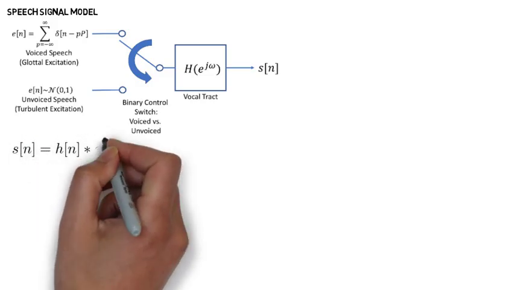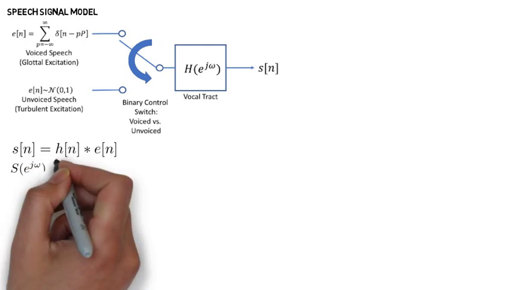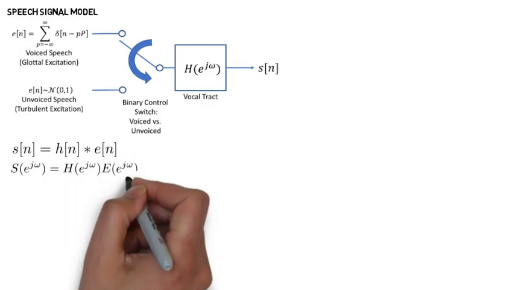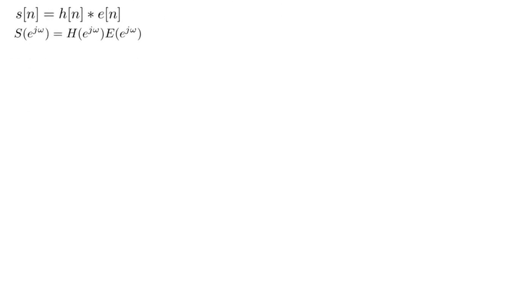Right? So essentially, those impulses are convolved with an impulse response, h[n], producing the speech signal s[n]. And since we have convolution in the time domain, that means that we have multiplication in the frequency domain. So S(e^jω) is equal to H(e^jω) times the excitation, E(e^jω). If we want to know what the spectrum of speech is, then we need to know something about the spectrum of the excitation signals and something about the spectrum of the filter.